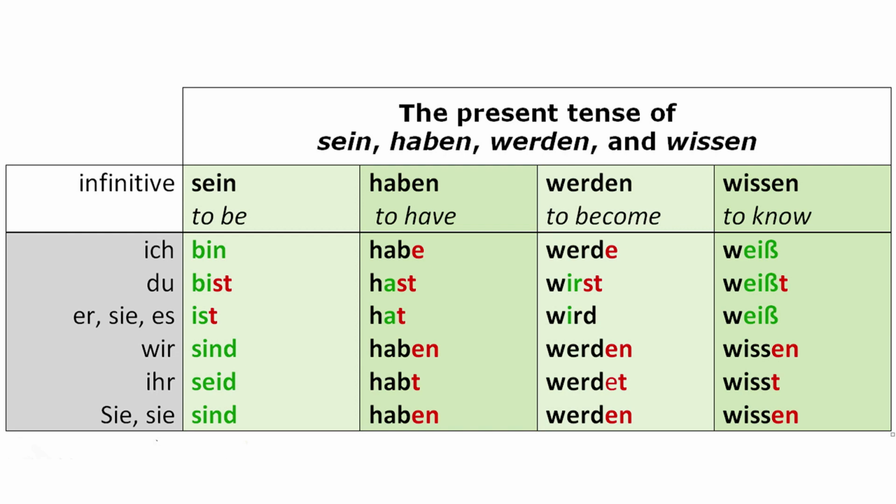Otherwise, you will always see the base form, like haben. You can see in haben, wir is also haben, sie is also haben. In werden, wir werden, sie werden. Then wissen, you can see wir wissen and sie wissen.